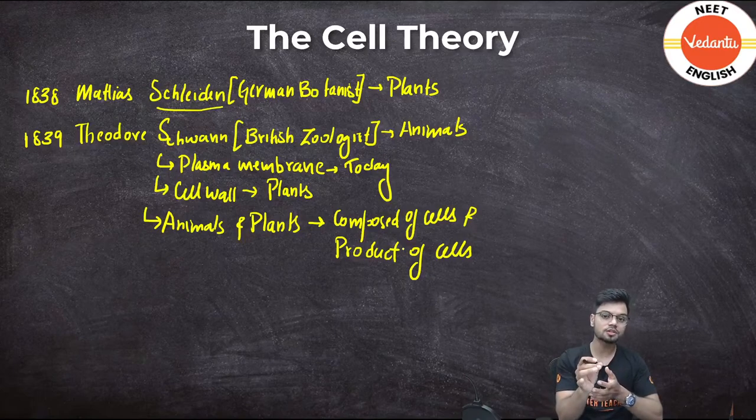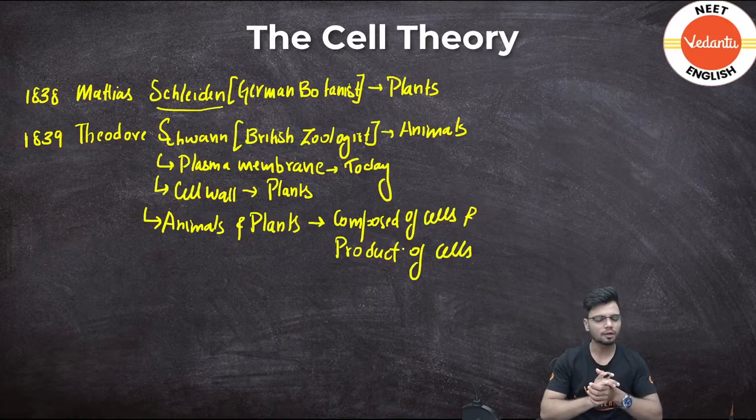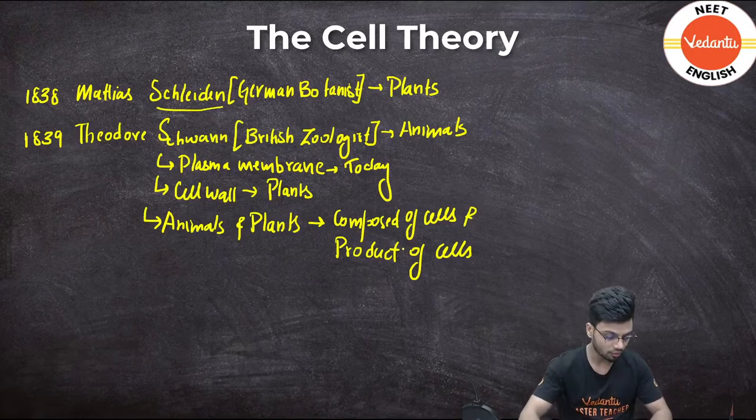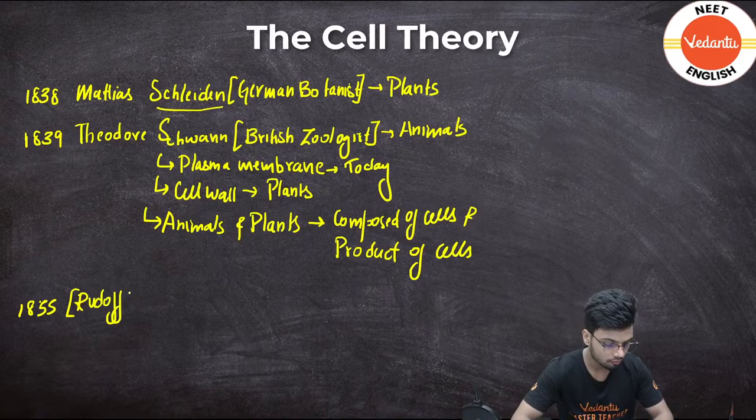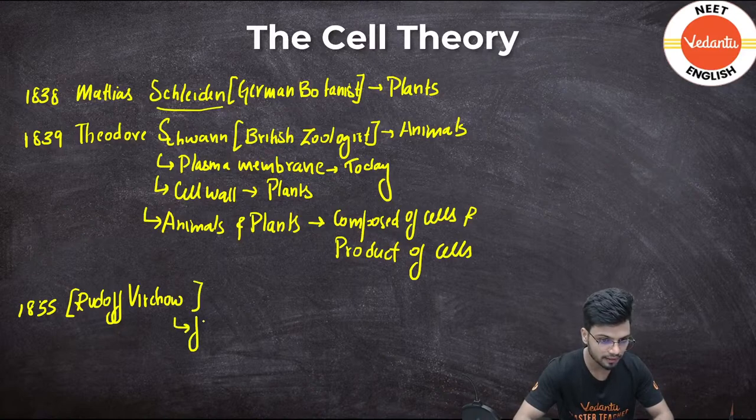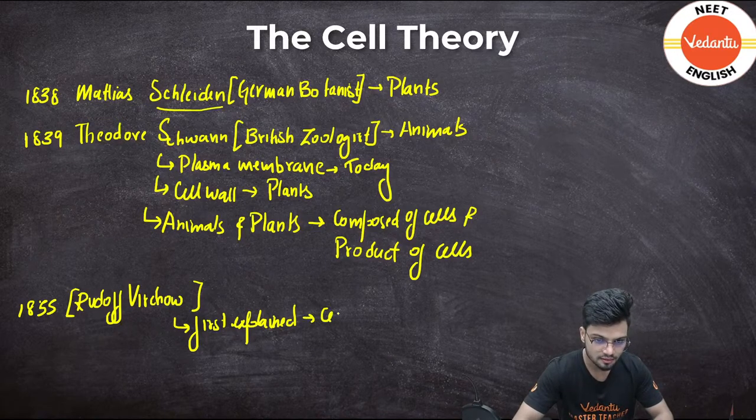The answer to this question was not given by Theodor Schwann as well as Schleiden. They could not find the answer to this. The answer actually came from another scientist called Rudolf Virchow. In the year 1855, there was a scientist called Rudolf Virchow. Rudolf Virchow was a scientist who first explained that cells divide.